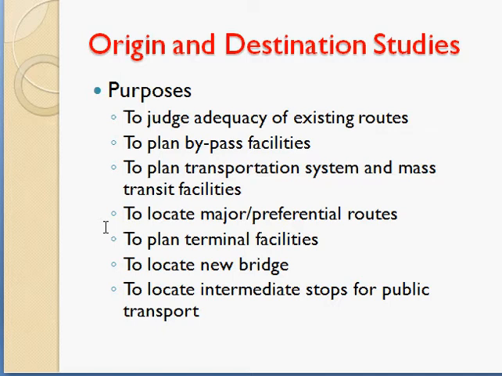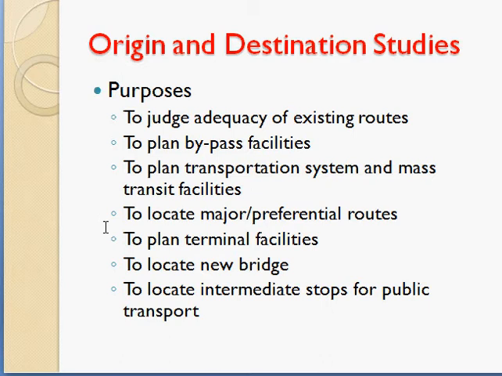Then, to locate a new bridge. Sometimes you have to provide a bridge over a river or something to connect two points, but you will not provide it at just any point. You will consider the origin and destination studies, and based on that data you will fix the accurate position for the bridge. Then, to locate intermediate stops for public transport.